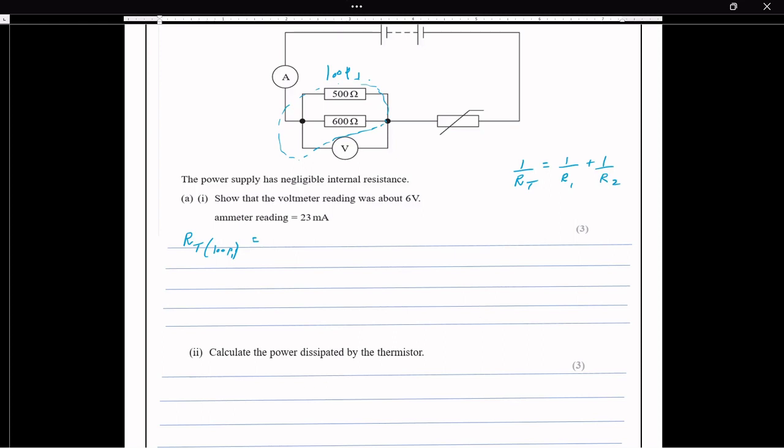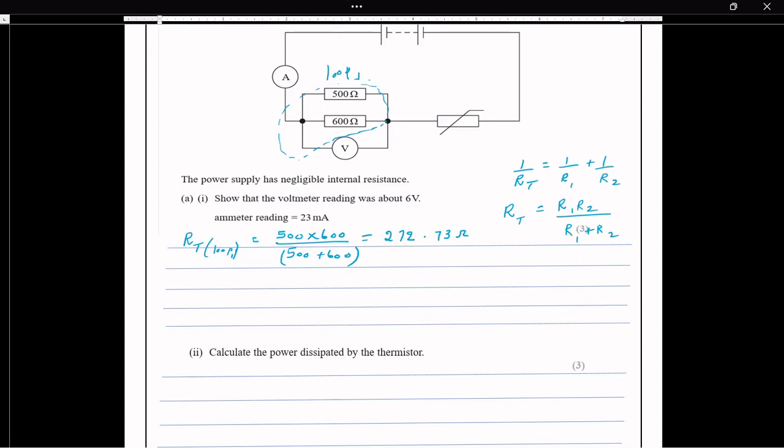But in my previous video, I gave a shortcut to calculate the resistance as the product over the sum. This method works only when two resistors are used, so I'm going to use it here. RT is the product of the resistors, 500 times 600, over 500 plus 600. This gives an answer of 272.73 ohms. This is the total resistance for loop 1, the parallel combination.